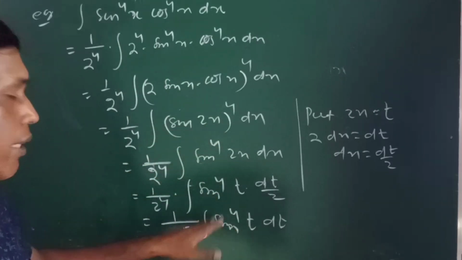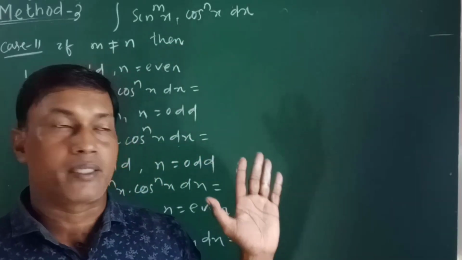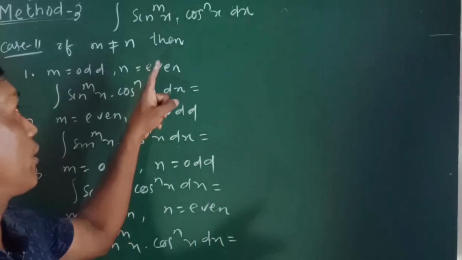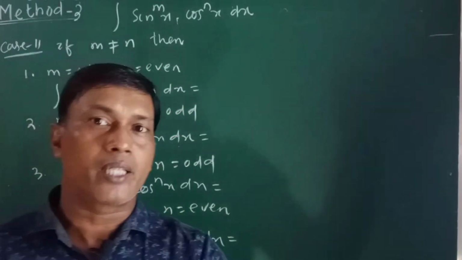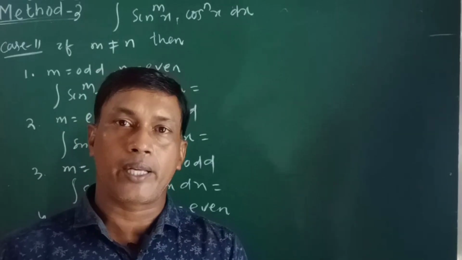Now this is the second case of sin to the power mx into cos to the power nx, where m is not equal to n. But if m is not equal to n, there are 4 sub cases. There are 4 different cases arises when m is not equal to n.